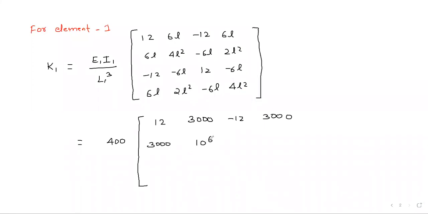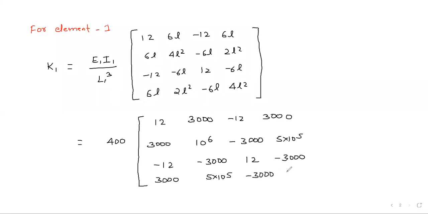So this will be 10 to the power 6, minus 3000. Here 5 into 10 to the power 5. Here it will be minus 12, minus 3000. Then 12, again minus 3000. Then we will have 3000. Then 5 into 10 to the power 5. Then we will have minus 3000. And then we will have 10 to the power 6. So this is our K1 value. It is easy itself, right? Nothing we have to do, we only have to put in these values, a simple calculation.